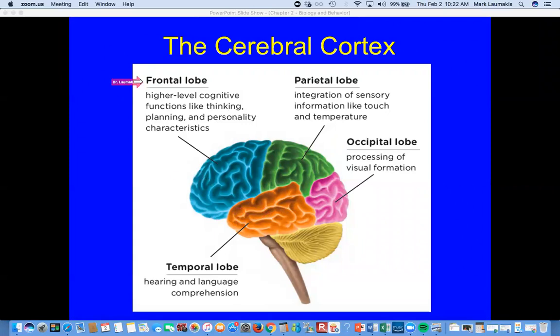I want to identify 4 major aspects of functioning that the frontal lobe is involved with. And then after laying them out for you, we'll spend some time talking about them. We'll spend almost 10 minutes talking about the frontal lobe, and then just a minute or 2 on each of the other 3 lobes. Lots of time on the frontal lobe because it's in many ways the star of the show here.